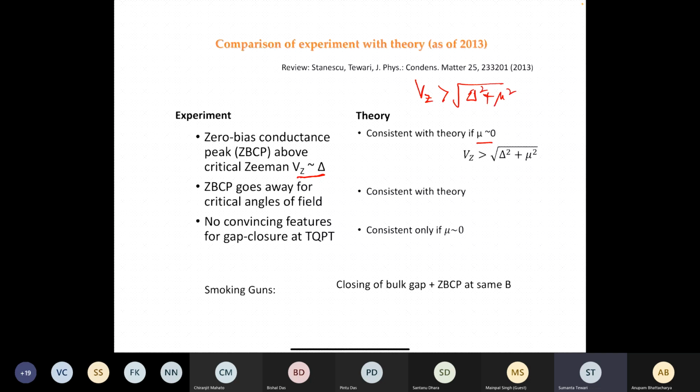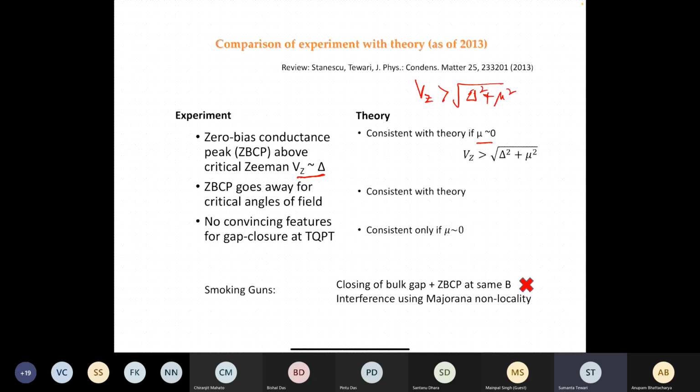But now, if you also simultaneously see a zero bias peak, that's pretty strong proof that you have a topological superconductor with Majorana fermion. So if you see the gap closing, meaning the existence of a topological quantum phase transition, gap reopening, and a zero bias peak appearing exactly at the same point in the magnetic field, then that's a pretty strong argument that you have created this topological superconductor with Majorana fermion. However, that's not what was observed. No experiment until today has been able to see this closing of the bulk gap and the zero bias peak appearing at the same value of the magnetic field.